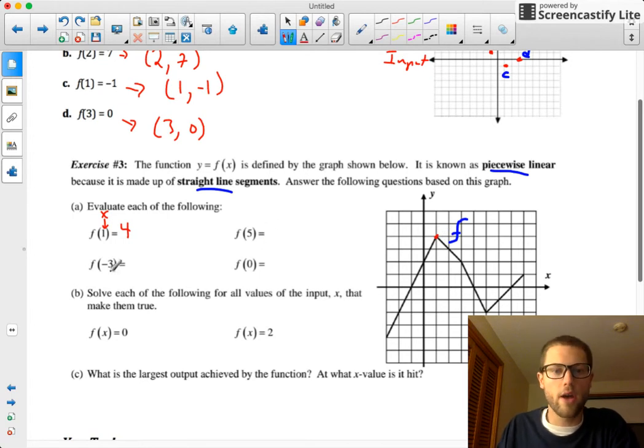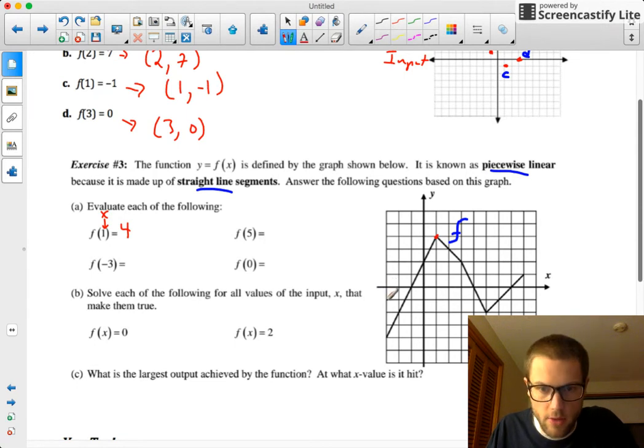So why don't you try looking at these others, f of -3, f of 5, f of 0, and you can skip ahead and see if you got it right. And of course, I'll go through these myself here. For f of -3, I'm going to follow my x-axis, 1, 2, 3, to where x equals -3. And I'm going to trace it down to 1, 2, 3, 4. That means that when my input is -3, my output is -4.